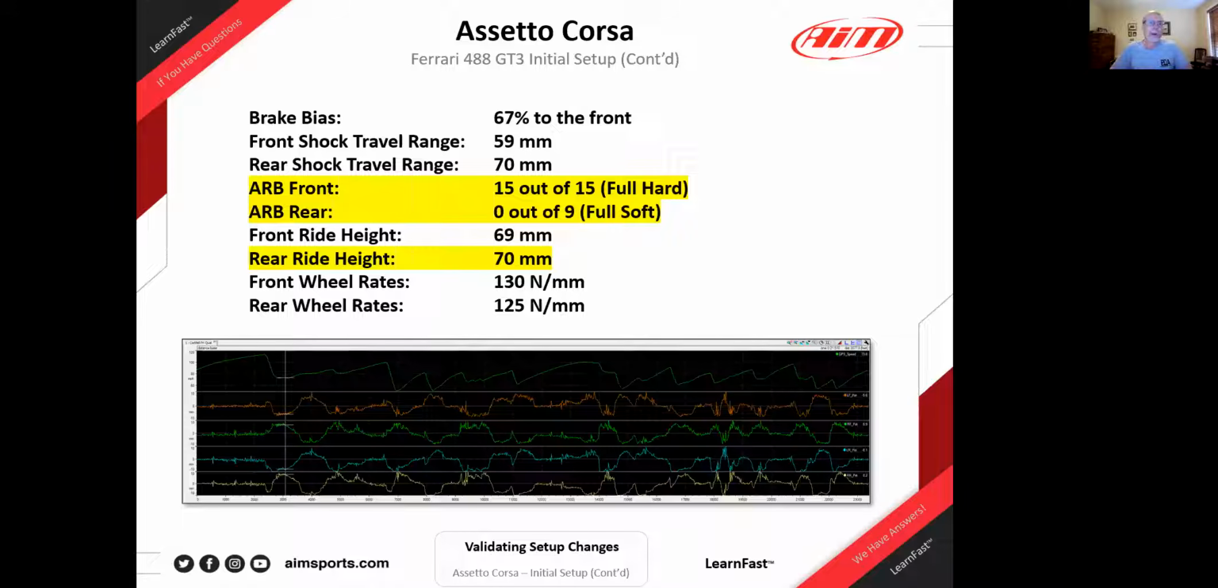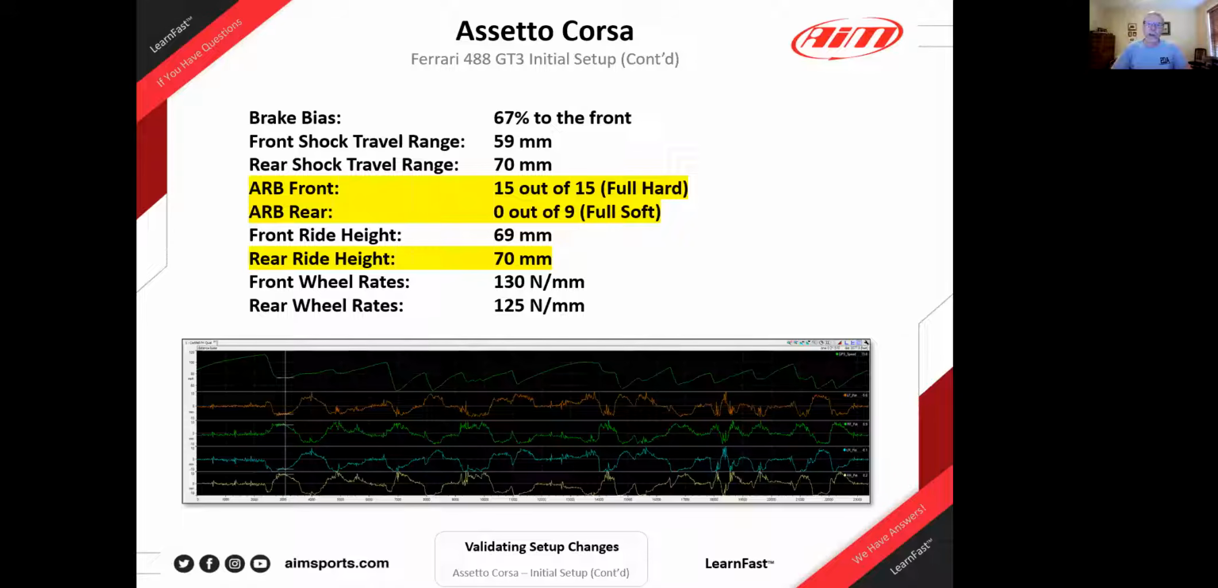Front ARB, rear ARB, ride heights, anti-roll bar, sway bars. Yep. Correct. Wheel rates are really your spring rates. If you have a spring rate and the motion ratio, then you can get the wheel rate, and you can go the other direction as well.